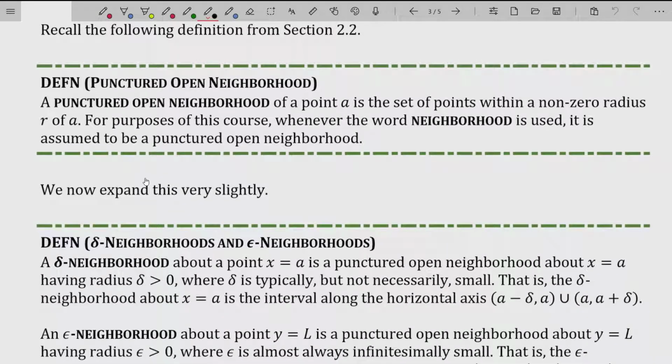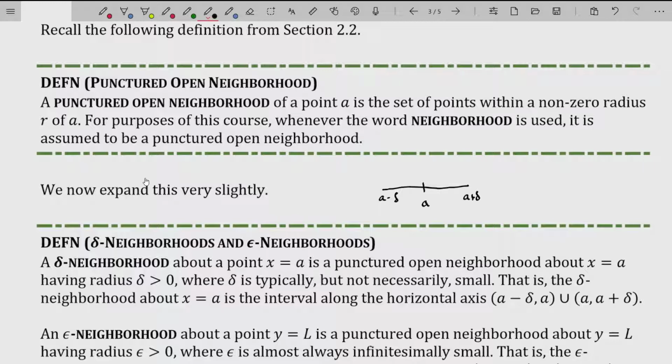A punctured open neighborhood, now if you're a student of mine, you've already seen this, of a point A is a set of all points within a non-zero radius of A. So in other words, you have this center at A, and then you have a radius, a wiggle around that A. Let's call that radius delta. So you have a radius A plus delta that gives you a point A plus delta and another point A minus delta.